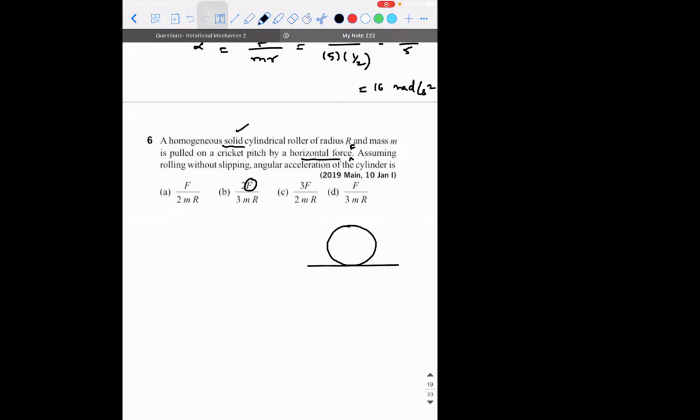So they are saying a homogeneous solid cylinder of radius R and mass M is pulled on a cricket pitch. Okay, so if it has to be pulled, I am assuming that the force is applied here. Logically, they are going to apply it there only.